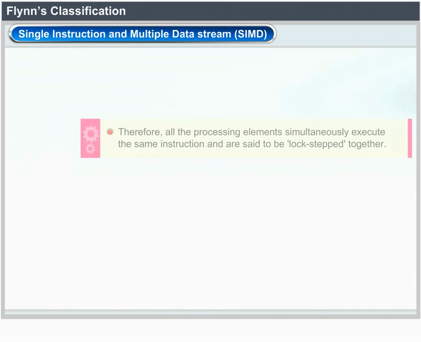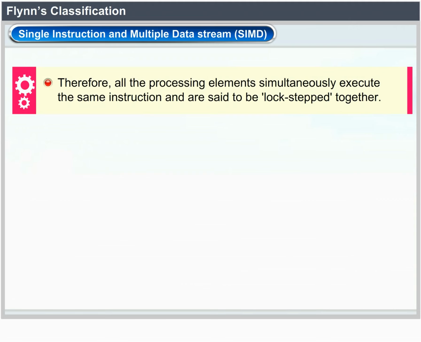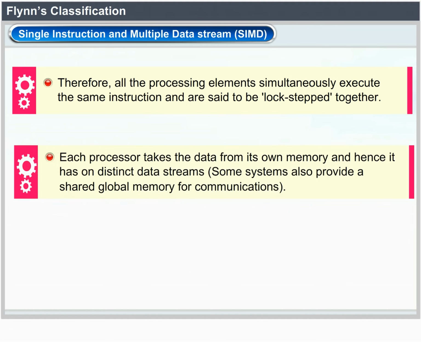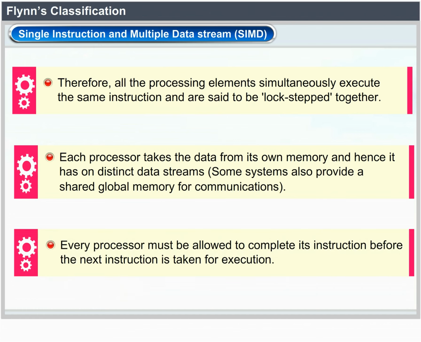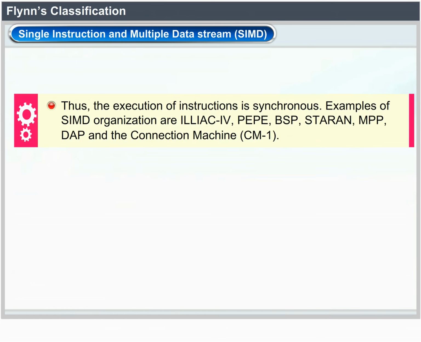Therefore, all the processing elements simultaneously execute the same instruction and are said to be lockstepped together. Each processor takes the data from its own memory and hence it has distinct data streams. Some systems also provide a shared global memory for communications. Every processor must be allowed to complete its instruction before the next instruction is taken for execution. Thus, the execution of instructions is synchronous.